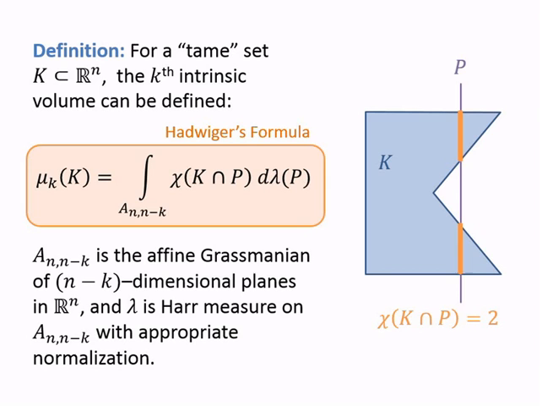Right, so for a set that has a lot of symmetry, this is easy. For a set that doesn't, this is really hard. But this is a more general definition. Okay.